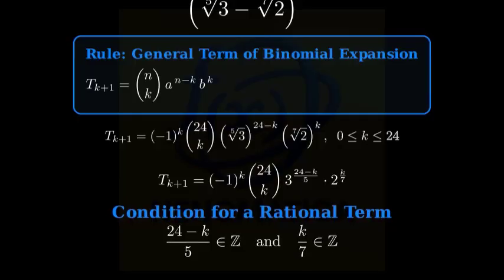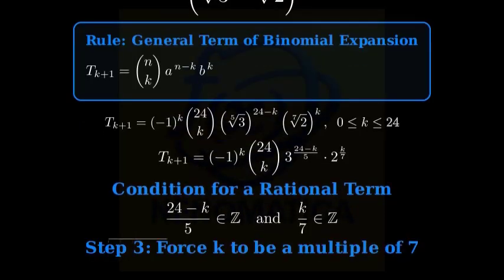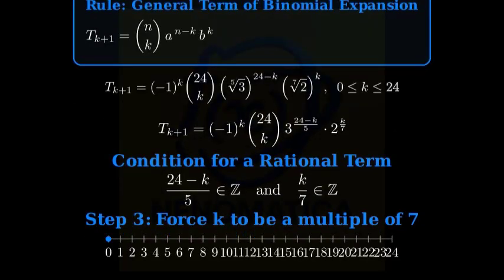So 24 minus k over 5 is an integer, and k over 7 is an integer. Start with the simpler condition. k over 7 must be an integer, which means k is a multiple of 7. In the range 0 through 24, the candidates are 0, 7, 14, and 21.